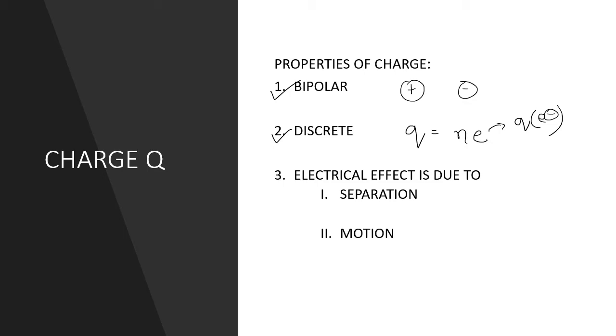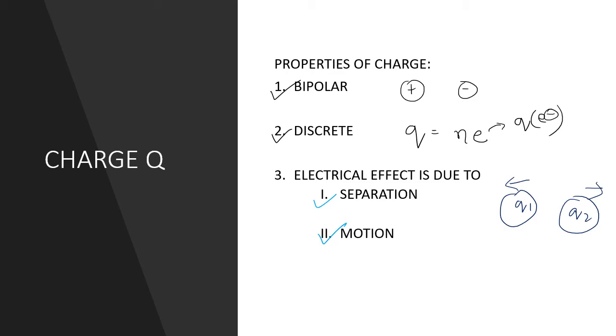And third is the actual electrical effect caused by charge. All the electrical effects happen due to two things that happen to charge. First is the separation, and second is the motion. Now, let's say two charged particles, Q1 and Q2, are separated from each other. The separation of these two charged particles leads to the formation of electrostatic force between them, which can cause the motion of these two charges towards or away from each other.